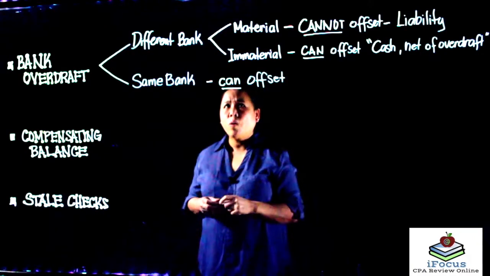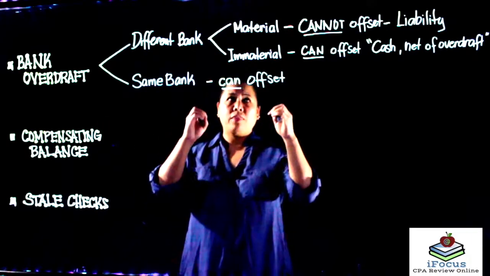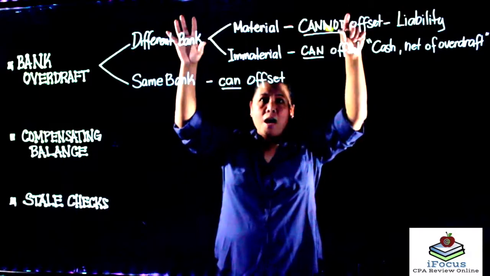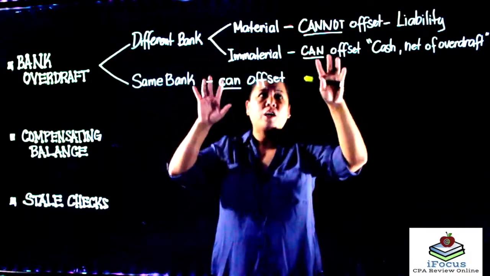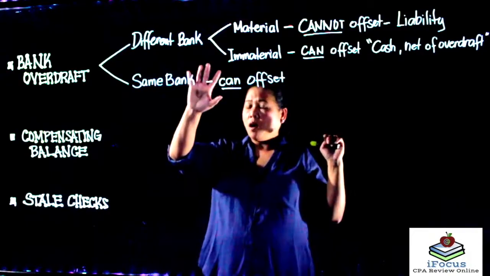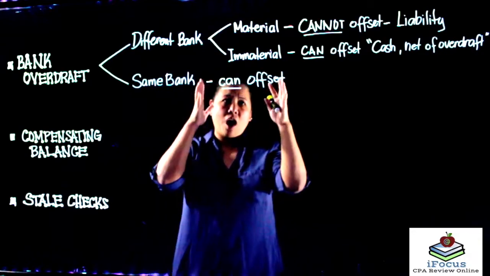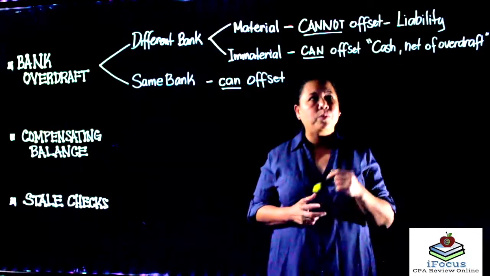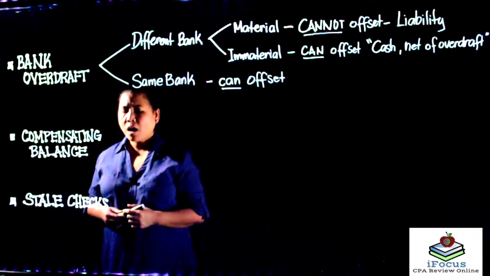So the only way we cannot offset a bank overdraft is when the overdraft is from a different bank and the amount is material. Otherwise, if it's a different bank but the amount is immaterial, we can offset that. Also, if the bank overdraft is on the same bank, we can offset the amount. And on the caption, we will put cash net of overdraft. That's our bank overdraft.